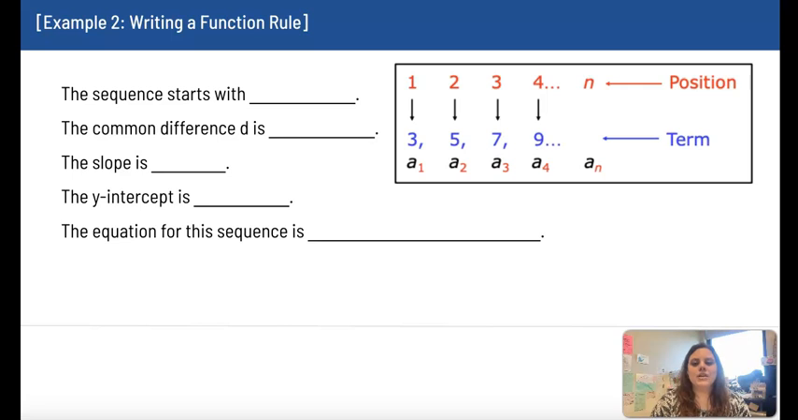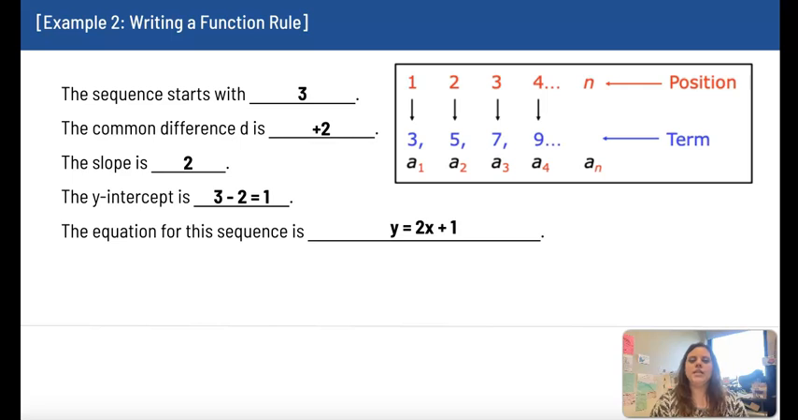We can see that this sequence is starting with the number 3. We can also see 3 to 5, 5 to 7, 7 to 9. Each of these increases is an increase of 2. So our common difference is 2. The slope is the same as the common difference, so our slope is 2. The y-intercept is our first number minus the common difference, so 3 minus 2, which is 1. This means that our equation is y equals 2x plus 1.